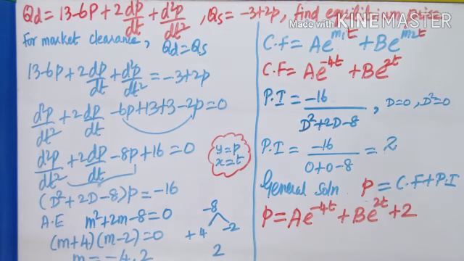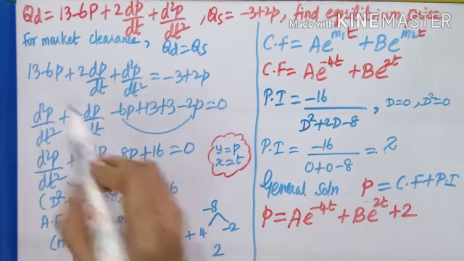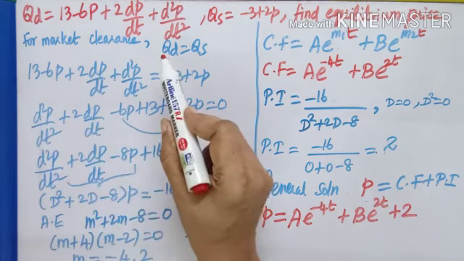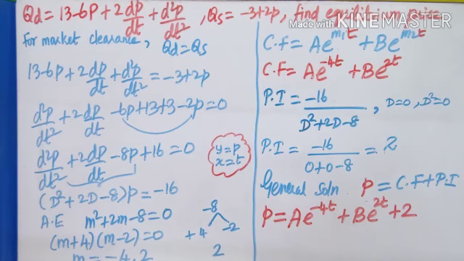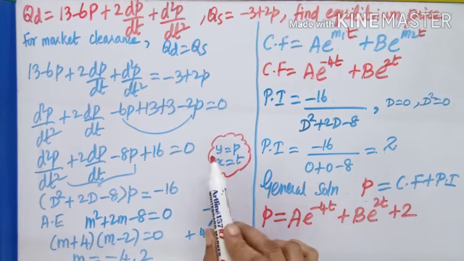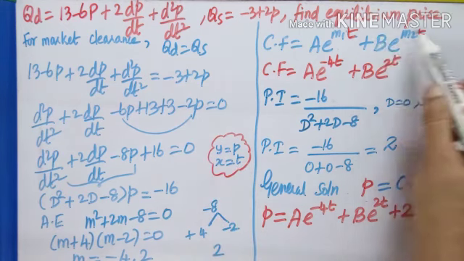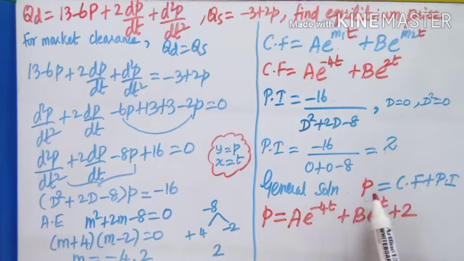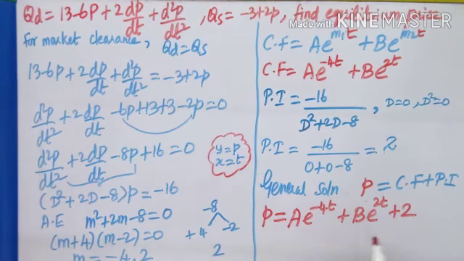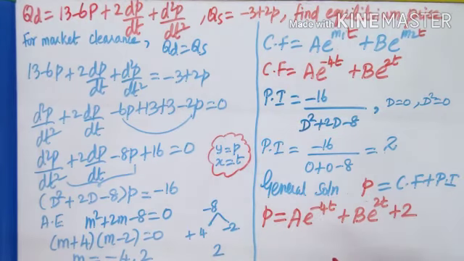Such questions may be asked in 3 or 5 marks. Let us remember the idea. For market clearance, QD equals QS. And remember, in these problems, instead of x, t will come, and instead of y, P will come. So wherever we used to put x, let us remember t, and wherever we used to put y, let us remember P. And in the final answer and the question, P and t only should come.